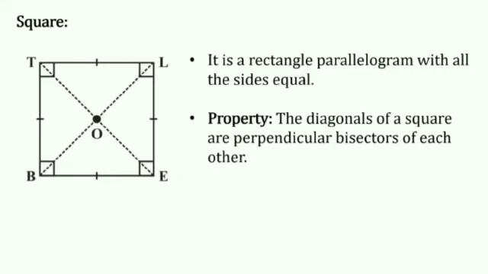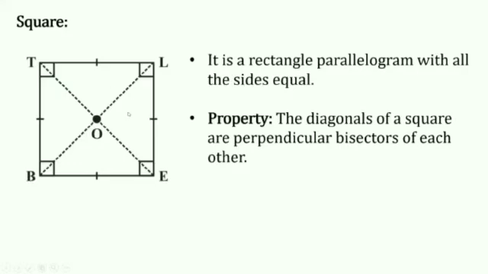Next is the square. It is also one of the types of quadrilateral, and it is a special parallelogram also. So it is a rectangle, a parallelogram, with all sides equal. We can say it has all the properties of a rectangle along with one more property, that the diagonals of a square are perpendicular bisectors of each other.